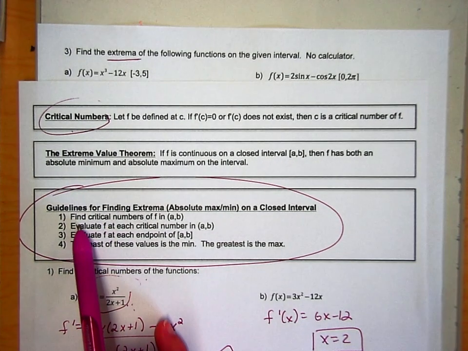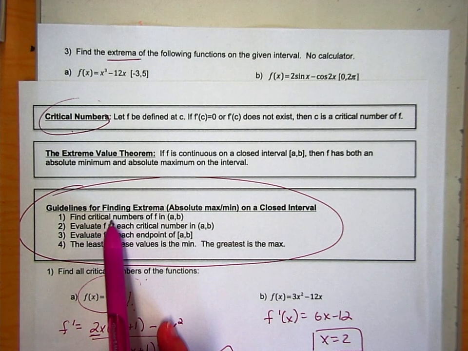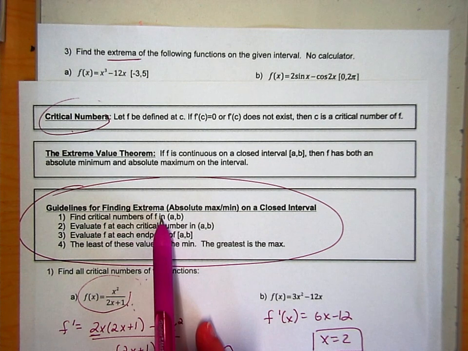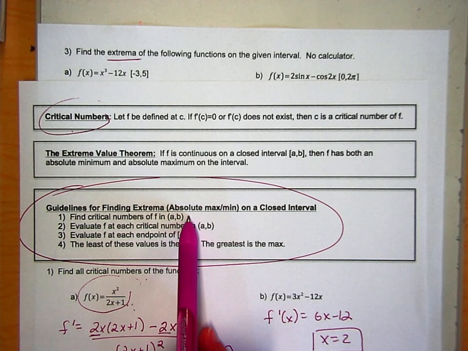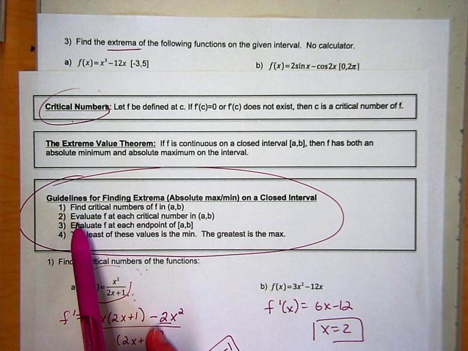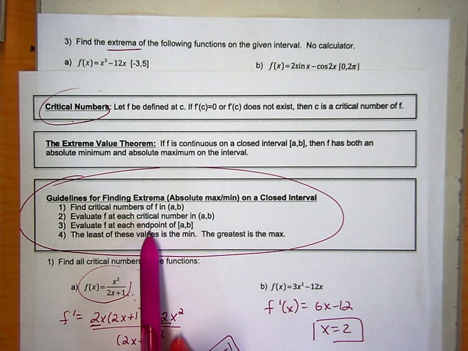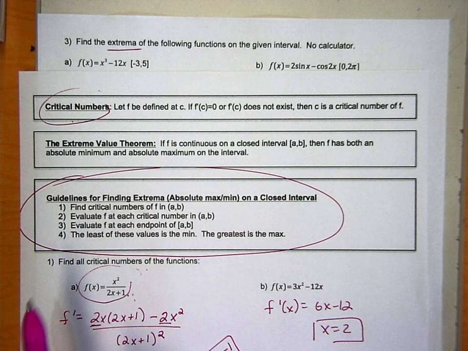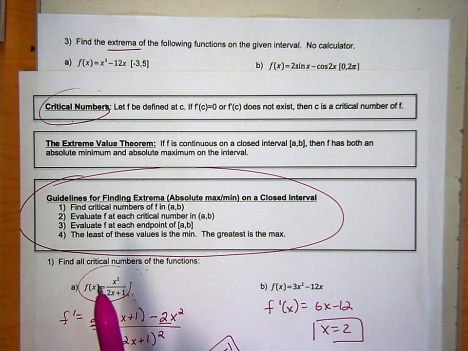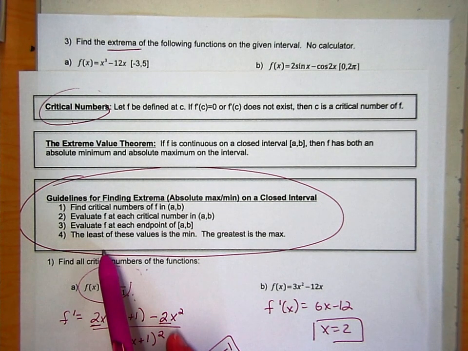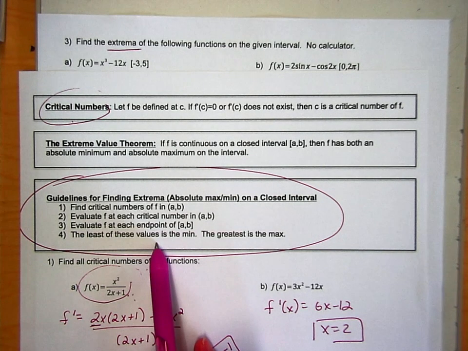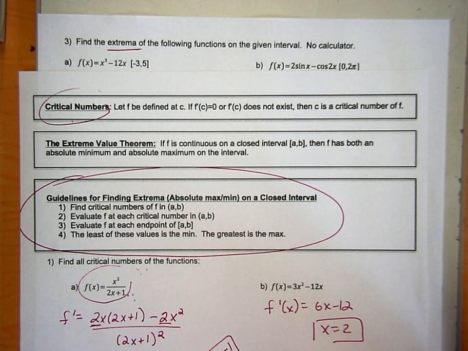So first of all, you have to find all the critical numbers. So critical numbers are where the derivative is equal to 0 or does not exist. And then you're going to go ahead and evaluate the function at each of those critical numbers. And you also need to look at the endpoints, because absolute maxes and mins can only occur at critical numbers or endpoints of a graph. And then you're going to take all those values, plug them back into the original. The smallest y value is the min, the biggest y value is the max.